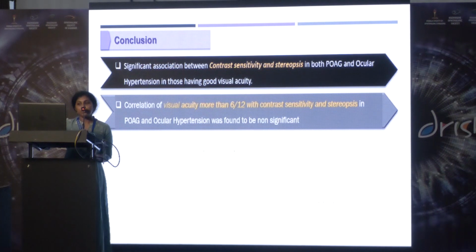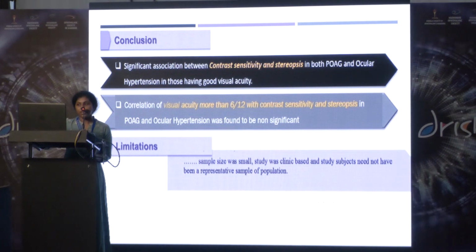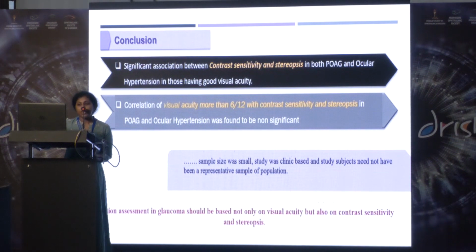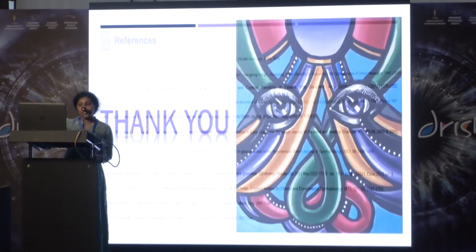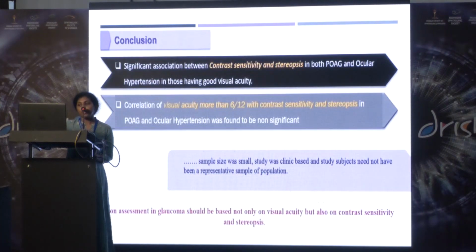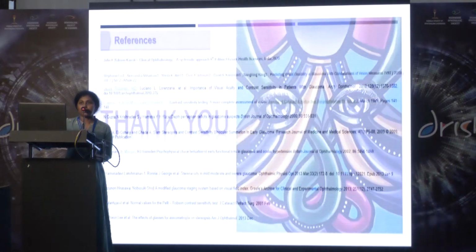However, correlation of visual acuity more than 6/12 with contrast sensitivity and stereopsis was not found to be significant. This can be attributed to the fact that my sample size was small, the study was clinic-based, and the study subjects need not have been a representative sample of the population. Hence, I would like to conclude that the vision assessment in glaucoma should be based not only upon visual acuity, but also upon contrast sensitivity and stereopsis. These are my references. Thank you.